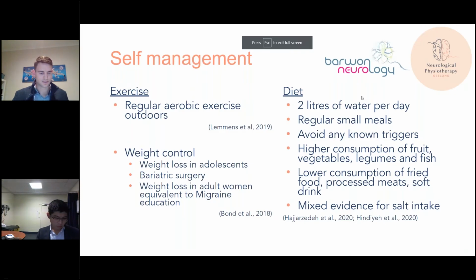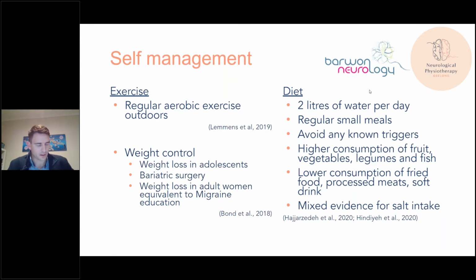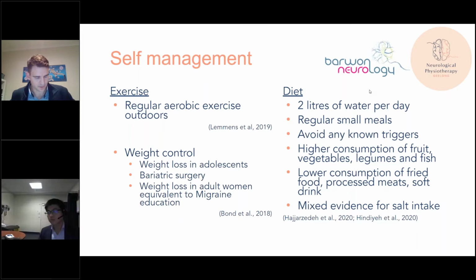Thanks, Alex. So I'm going to touch on some of the non-pharmacological self-management strategies. To start with exercise, we have a systematic review of 6 papers, which was pretty limited by heterogeneity, but it found a reduction in migraine days with regular aerobic exercise outdoors, key being outdoors.